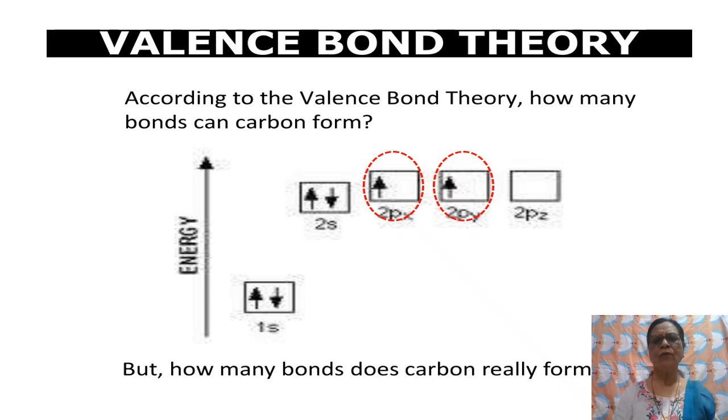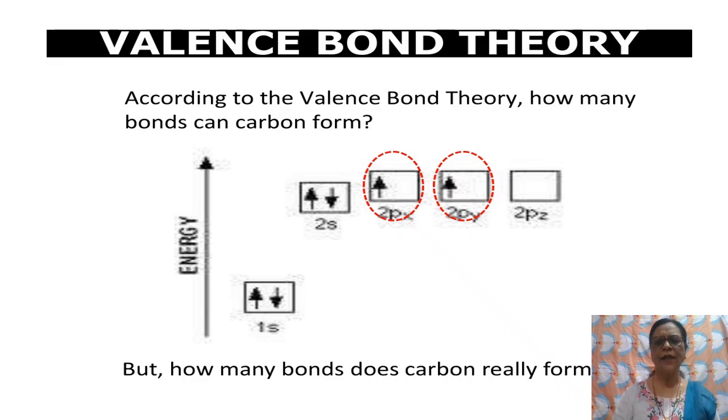According to valence bond theory, the valency of any atom can be defined as the total number of unpaired electrons present in the outermost shell, meaning the valence shell of the atom. In the case of the carbon atom, the valence shell is the second one and the total number of unpaired electrons present in it is 2. So we can say that the valency of carbon is 2.